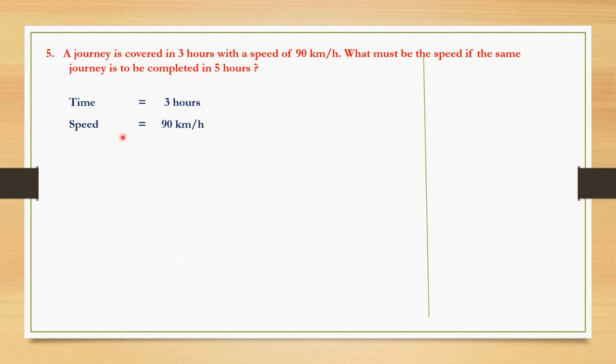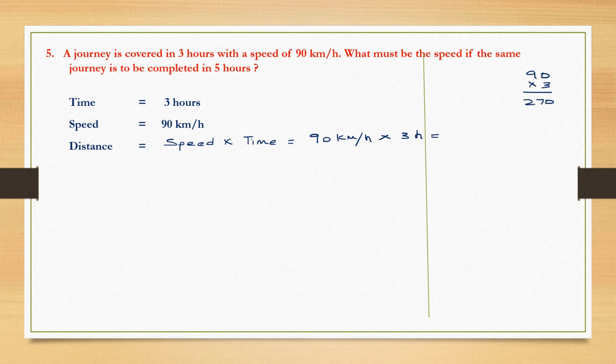Time is given to us, 3 hours. Speed is given to us, 90 kilometers per hour. Now we have to find the distance. So first thing is look at the units. We have hours there and here also. So there's no need to change anything. We can straight away multiply using this formula. Distance is speed into time. And speed is 90 kilometers per hour and time is 3 hours. Okay, so now let's multiply 90 into 3. 3 zeros are 0, 3 nines are 27. So we get 270, and because it's a distance, we write kilometers. So for the first part of the journey, we found that the distance is 270 kilometers.